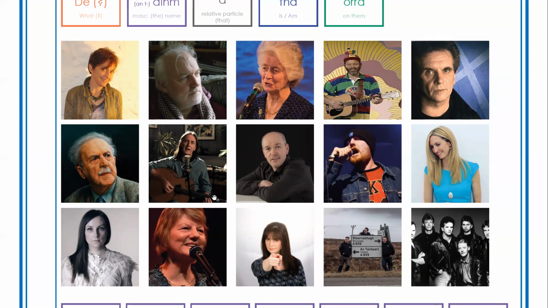What's his name? It's Dougie MacLean. And he's not a Gaelic speaker, but he's from Perthshire, another famous Scottish singer. So what's his name? It's Dougie MacLean.